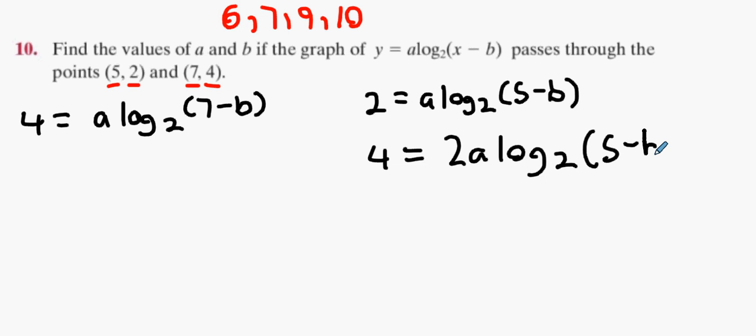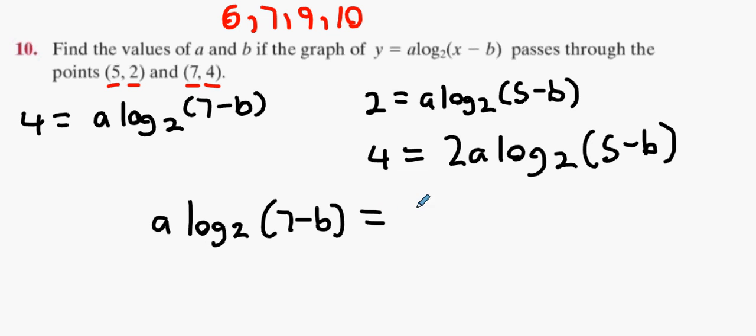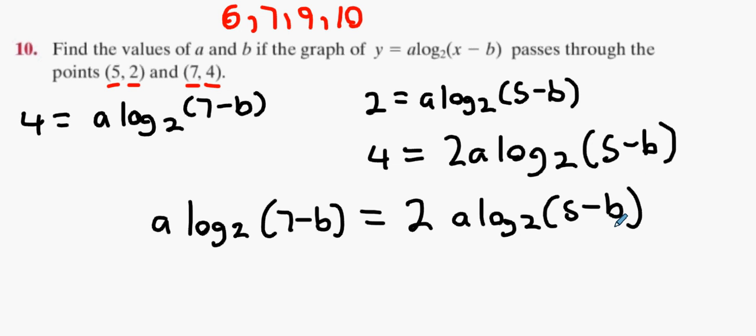Now, here's the next thing I'm thinking about doing. See that 2? Can I bring part of a 2 in and not the full thing? Yes, I can. I might bring the A in as well. No, don't bring the A in. Here's what we're going to do next. Would everybody be happy with A log 2 of 7 minus B is equal to 2A log base 2 of 5 minus B? Have I lost anybody so far? I just multiplied the one on the right by 2, didn't I? That's all I did.